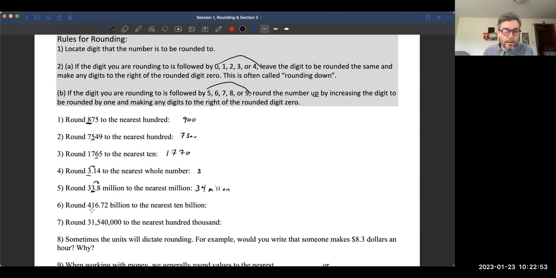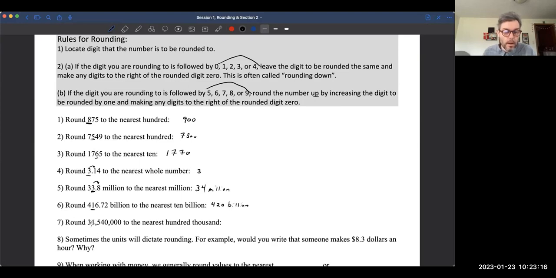Okay, round 416.72 billion to the nearest 10 billion. All right, so I go to the tens place because we're in billions. I look to the next number. That's a 6. That's telling me that that 1 has to turn into a 2. So we have 420 billion.